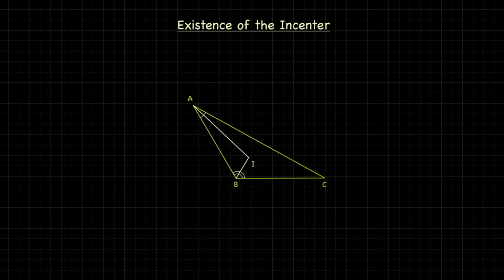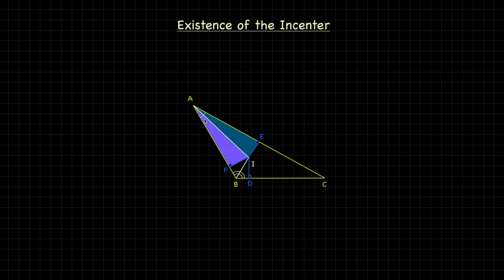Next, I'm going to draw the perpendicular distances from I to the three sides. The first property that I'm going to prove is that all these distances are equal. To prove this, let's start by focusing on these two highlighted triangles, triangle AFI and triangle AEI. We're going to prove that these two triangles are congruent.